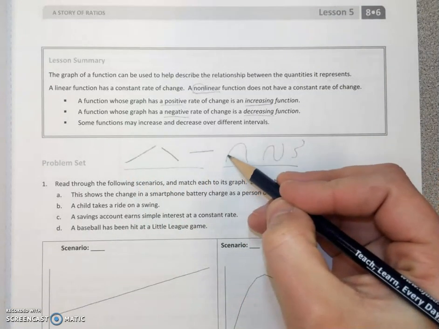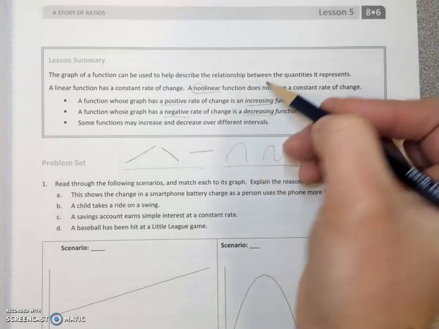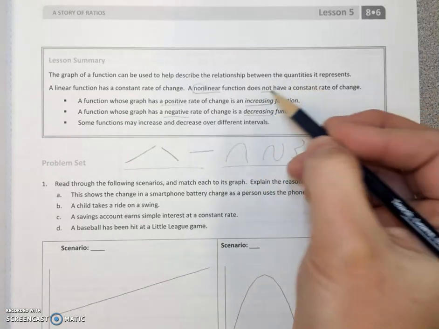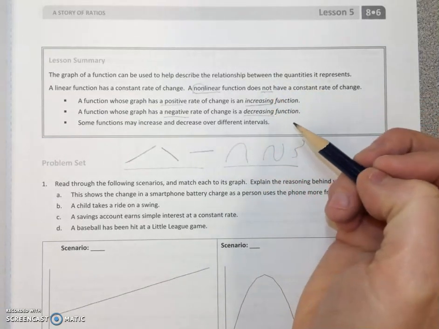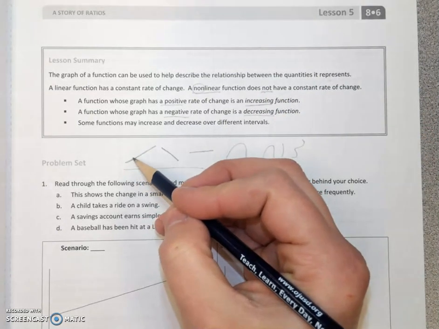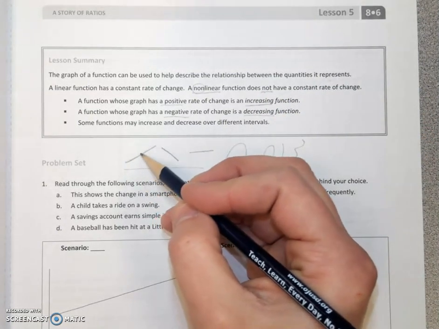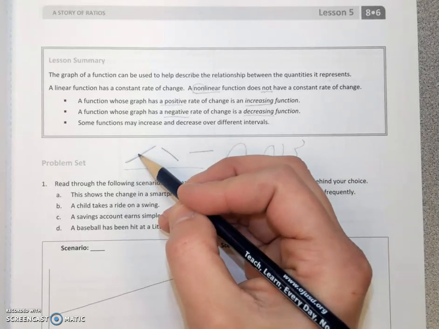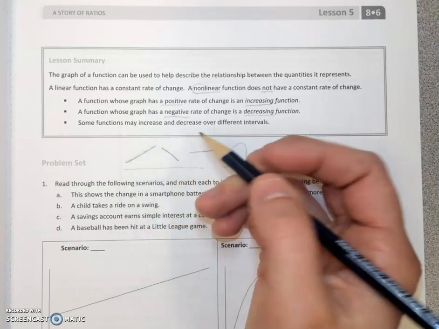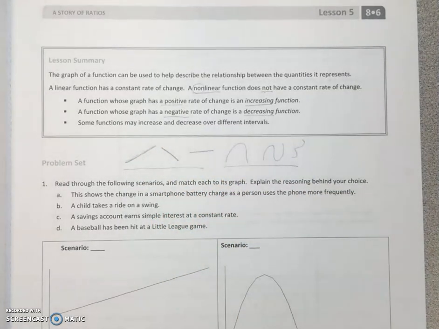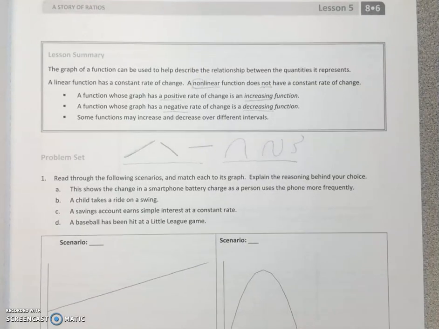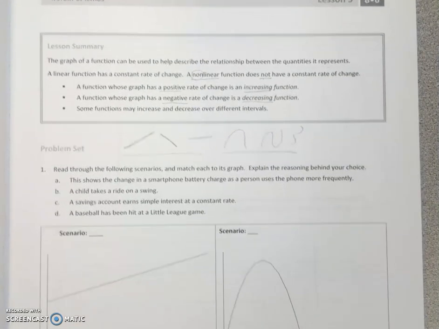So the rate of change is not constant. Nonlinear graphs do not have constant rate of change. Linear functions do. They have a constant rate of change. So they climb, they go up, our slope is steady, the rate of change is steady. Okay, so now we review that. Let's take a look at our problems.